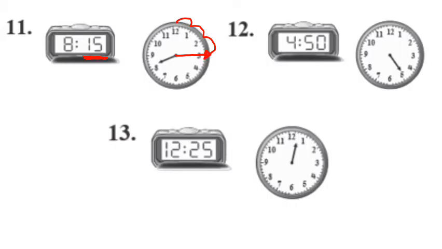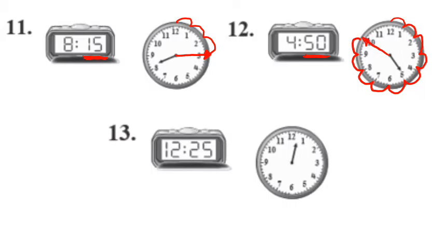Number 12, 4:50. They've already done the hours. I need to write 50 on the clock. I'm going to count by 5s. 5, 10, 15, 20, 25, 30, 35, 40, 45, 50. I know my minute hand is going to have to point to the 10. Again, my minute hand has to be longer than my hour hand, so I'm going to point it all the way to the 10.